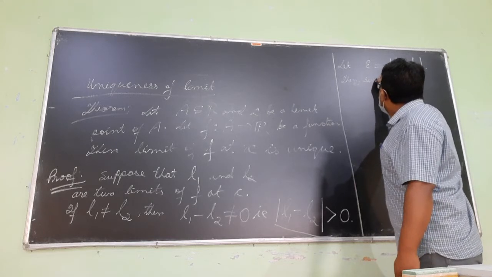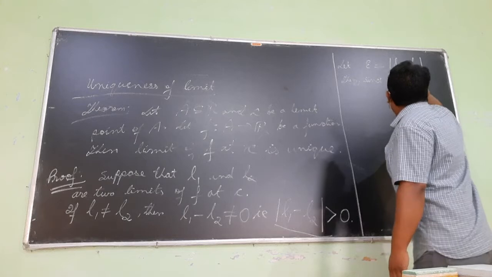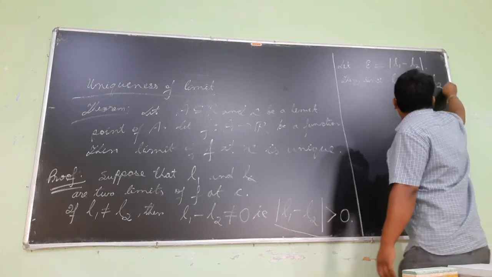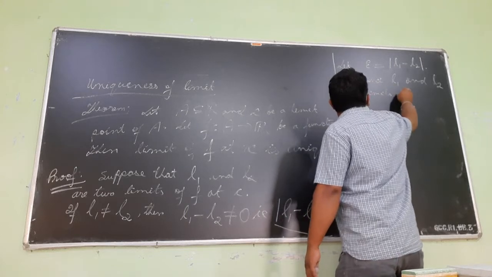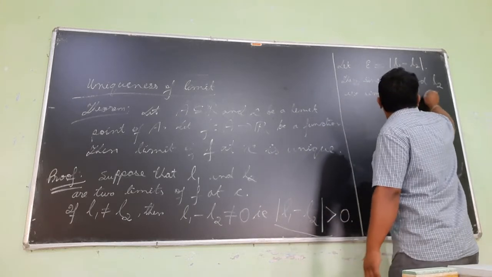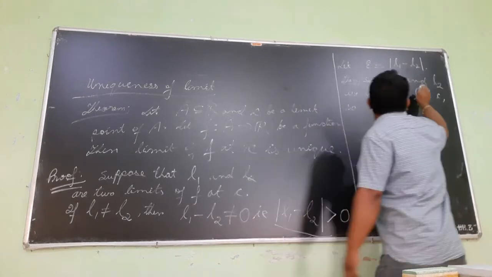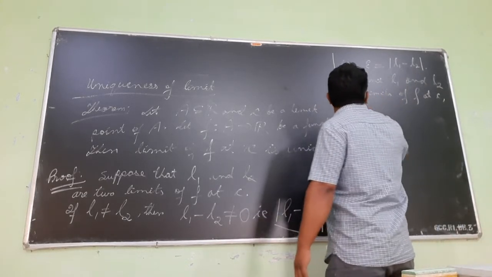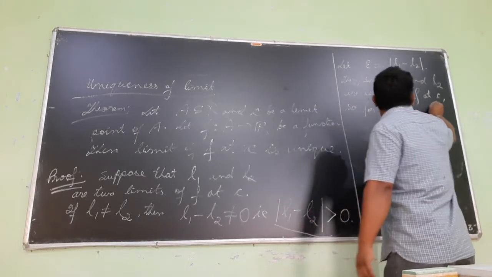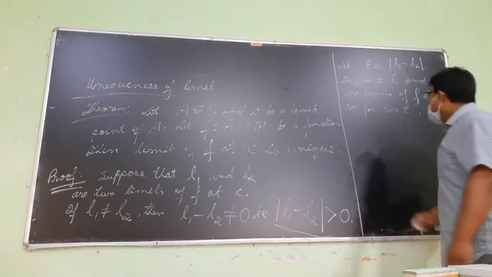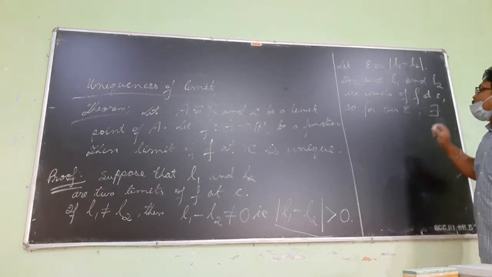since L1 and L2 are limits of f at c, for this epsilon there exists, see, so L1 is a limit of f, so for this epsilon there exists what?